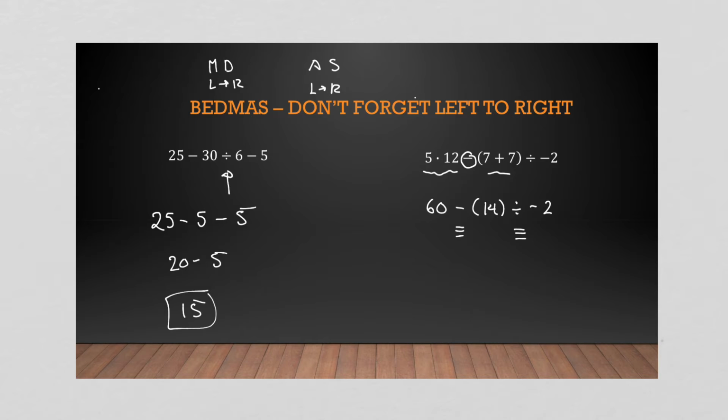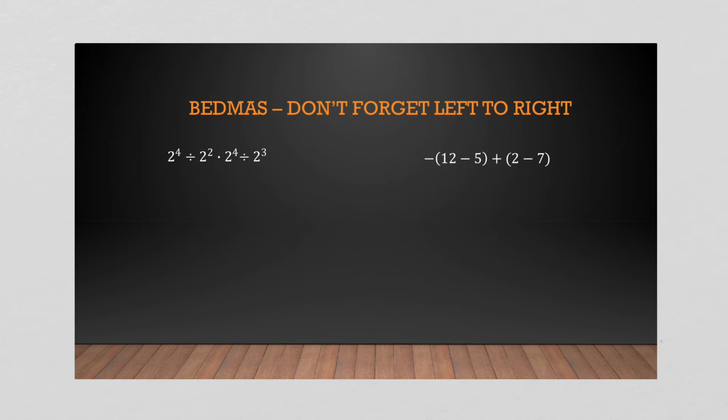And we have to do division first because division comes before subtraction, so we get 60 minus 14 divided by negative 2 is negative 7. So you can see this is why the brackets come in handy, because it separates your negatives. So now that's 60 plus 7, which is 67.